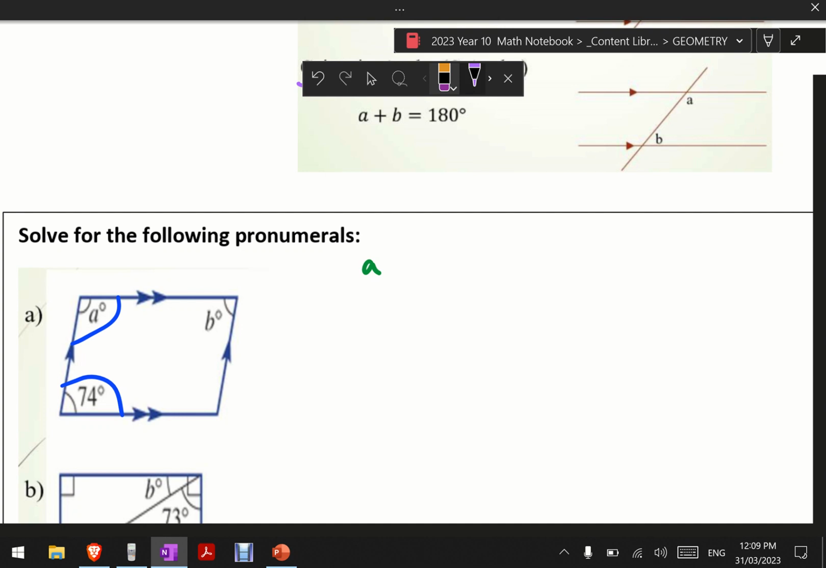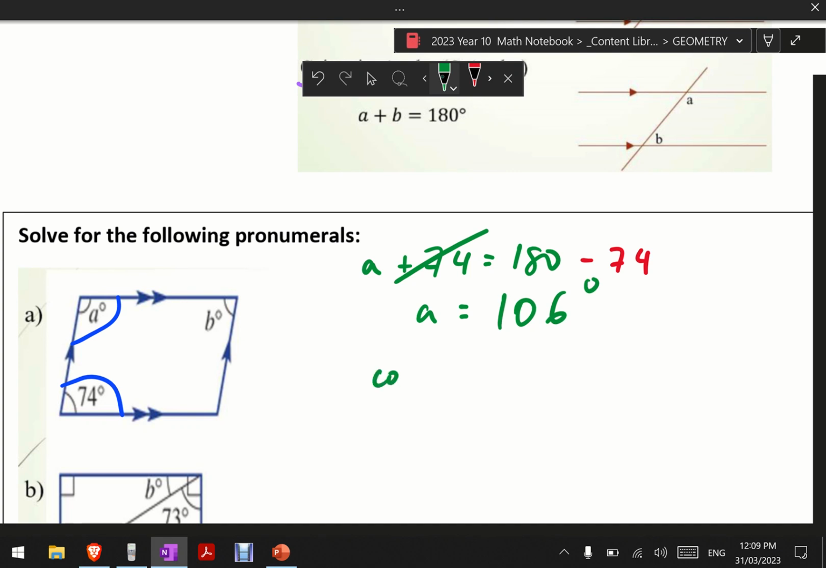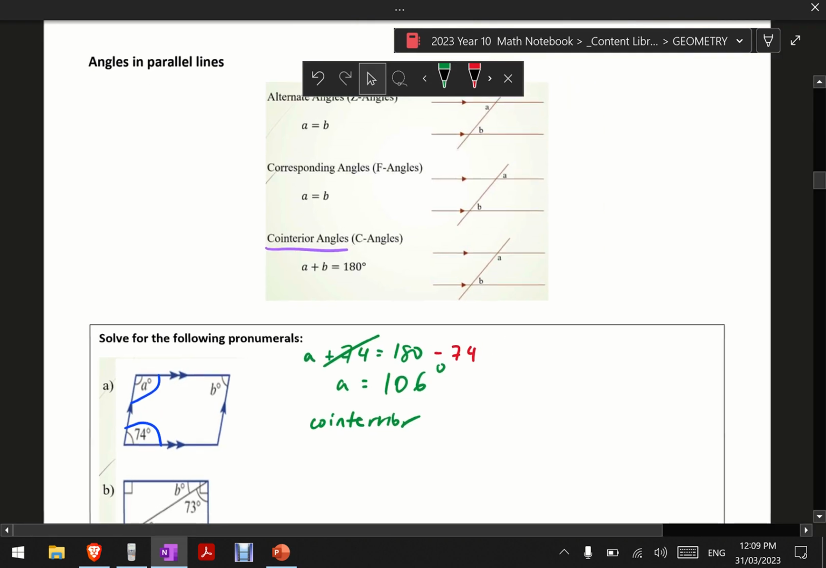So that means A plus what, guys? 74. A plus 74 should equal 180. Well, we'll get there shortly, Colin. A plus 74 equals 180. Let's solve it. Get rid of that. It's a plus, so over here it becomes minus 74. So A should equal 106 degrees. And the reason was, it's co-interior. Is that how you spell co-interior? No, oops. Okay, it's a co-interior angle.